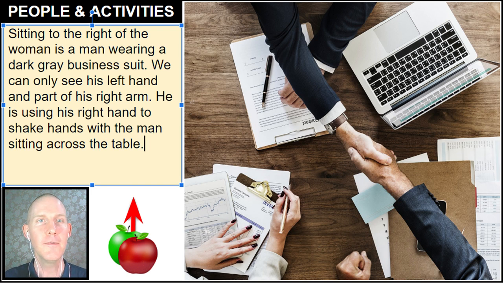All right, here we go. Repeat after me. Sitting to the right of the woman is a man wearing a dark gray business suit. We can only see his left hand and part of his right arm. He is using his right hand to shake hands with the man sitting across the table.